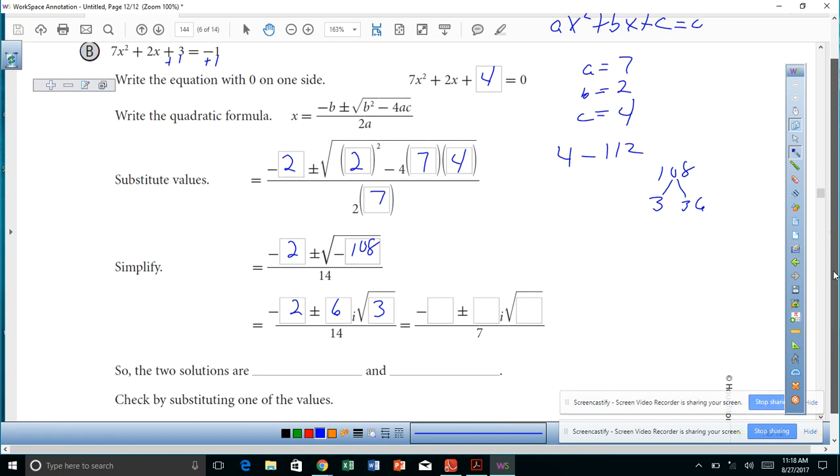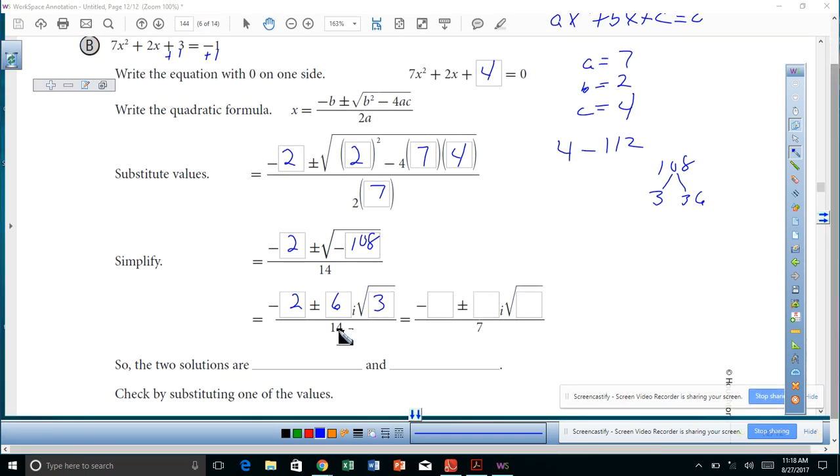And if you'll notice, 14 has a 2 in it, there's a 2 there, and 6 has a 2 in it, so we can simplify, and this will be negative 1 plus or minus 3i to the square root of 3 over 7. So the two solutions are negative 1/7 plus 3i, the square root of 3 over 7, and negative 1/7 minus 3i, the square root of 3 over 7.